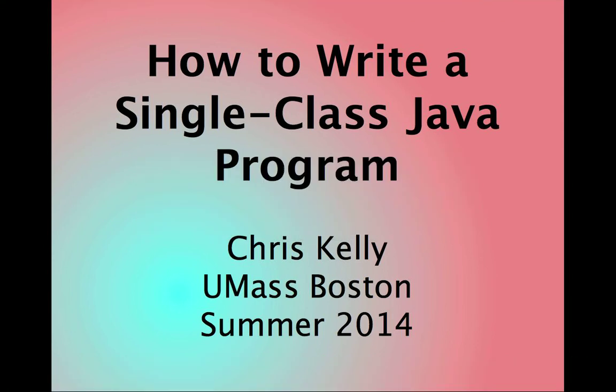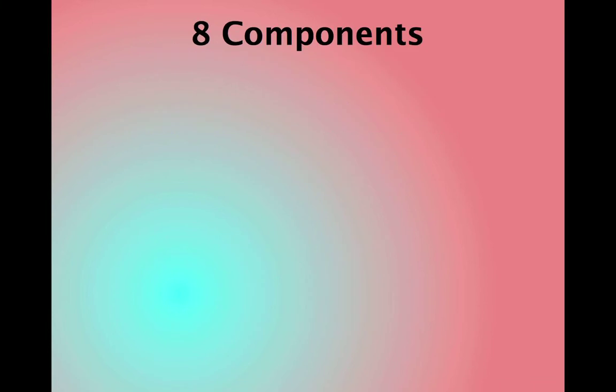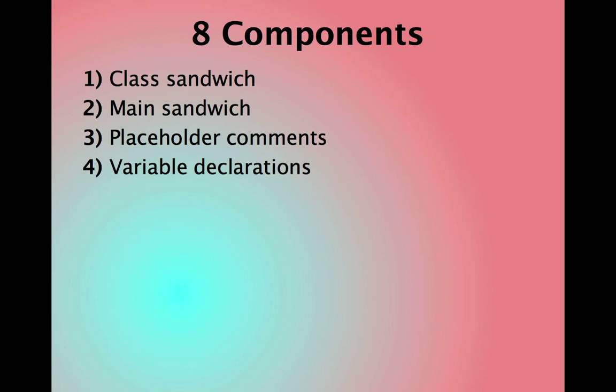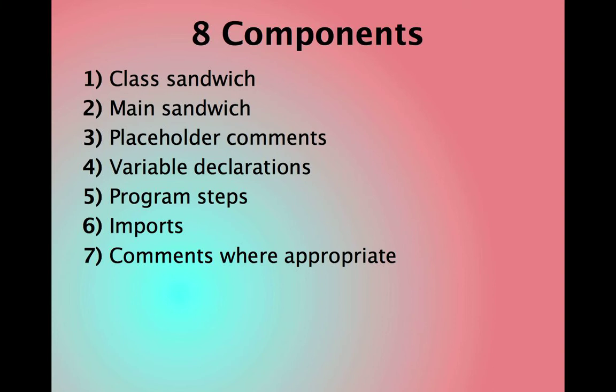Today, I will be showing you how to write a Java program consisting of a single class with a main method. The way I'm demonstrating it here, I will give you 8 components to this process, just to break it down and structure and simplify things. 1, 2, 3, 4, 5, 6, 7, 8.